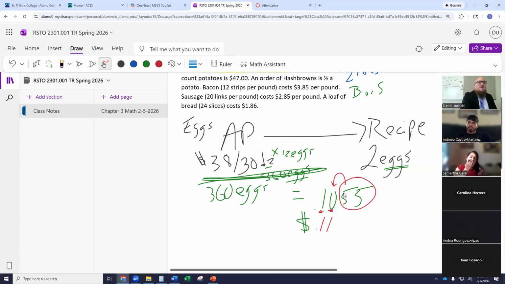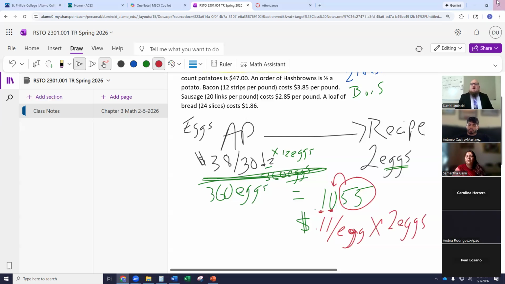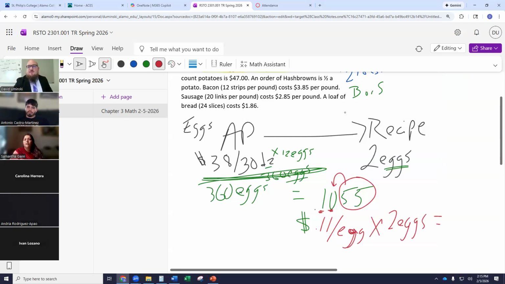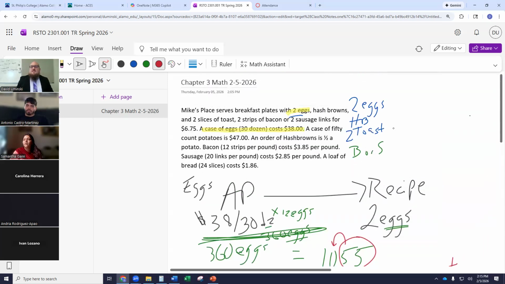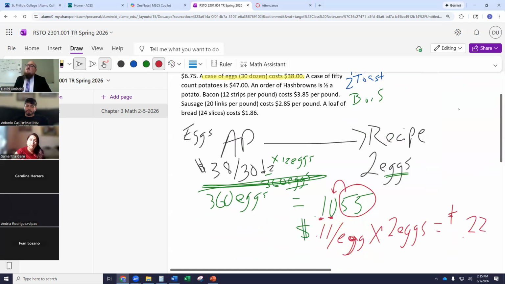All right. So this is 11 cents per egg, and we multiply it by our recipe amount of 2 eggs. And what is our total cost for eggs? 22 cents. So we come up here and we do 22 cents. So the standard portion for eggs costs 22 cents.